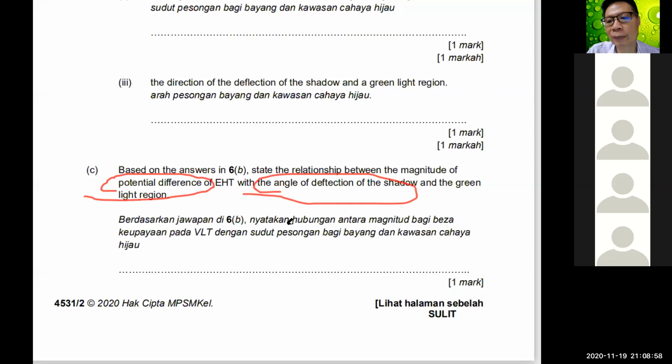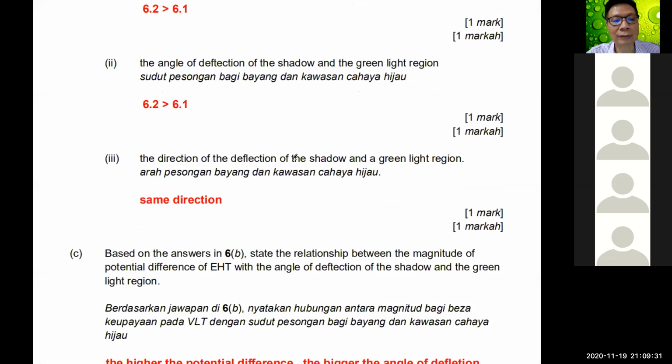No. No graph given. Don't write this answer unless you see a graph, a straight line. So you cannot write directly proportional. Can you give another answer? Yes. The higher the potential difference of the EHT, the bigger the angle of deflection. Yes, correct. That's a correct answer. Understand? The higher the potential difference, the bigger the angle of deflection.